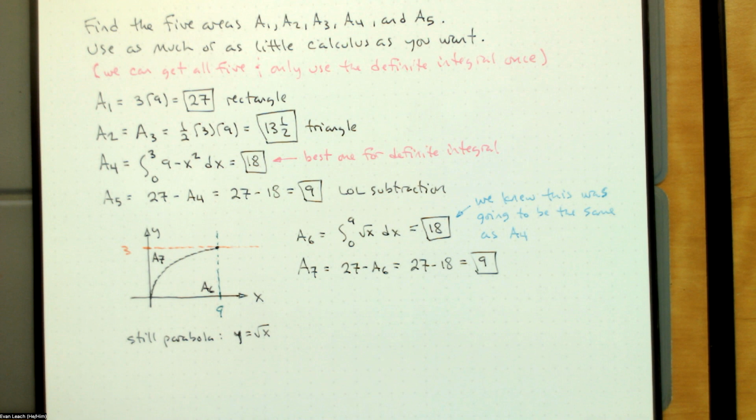Questions? How's everybody? Okay. So when we cut it with a parabola, we get a 2/3, 1/3 split. When we cut it with a line, we get a 1/2, 1/2 split.